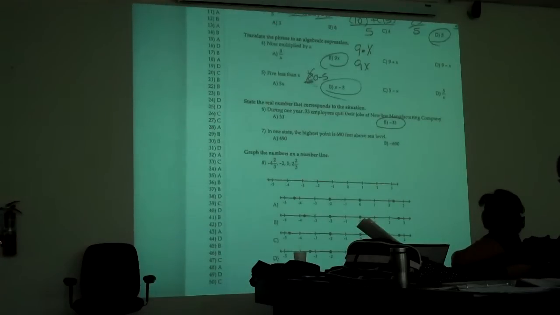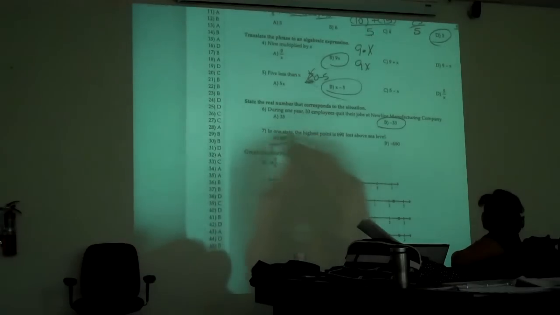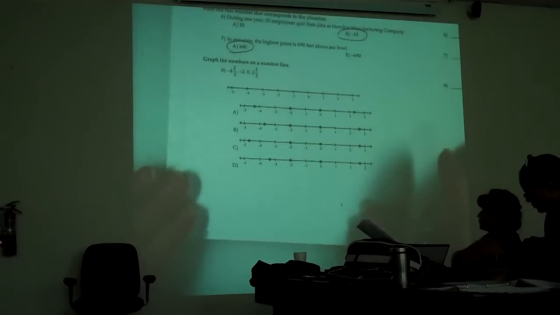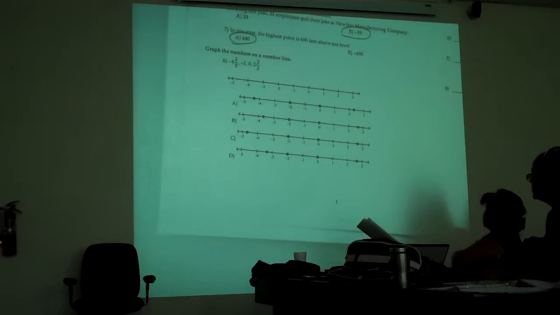In one state, the highest point is 690 feet above sea level. Above is a positive, right? Yeah. And graph the number on the number line.